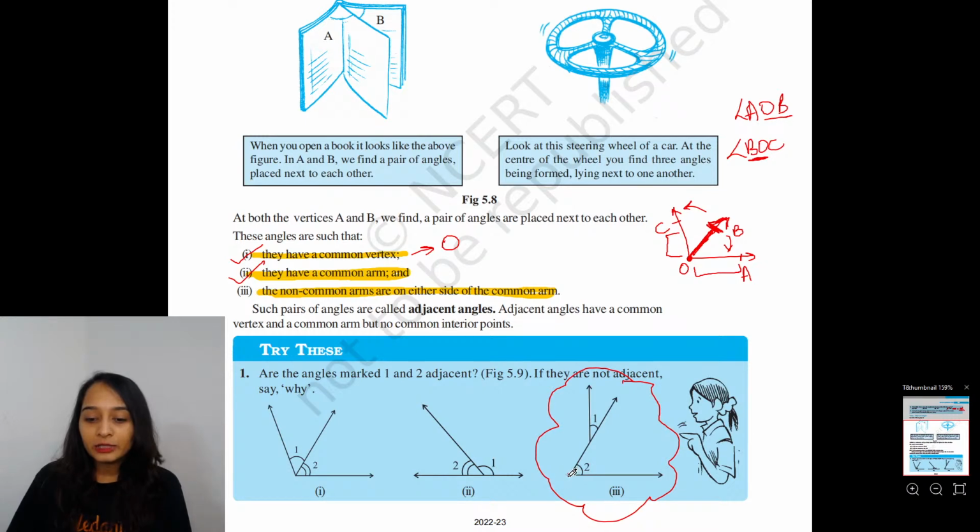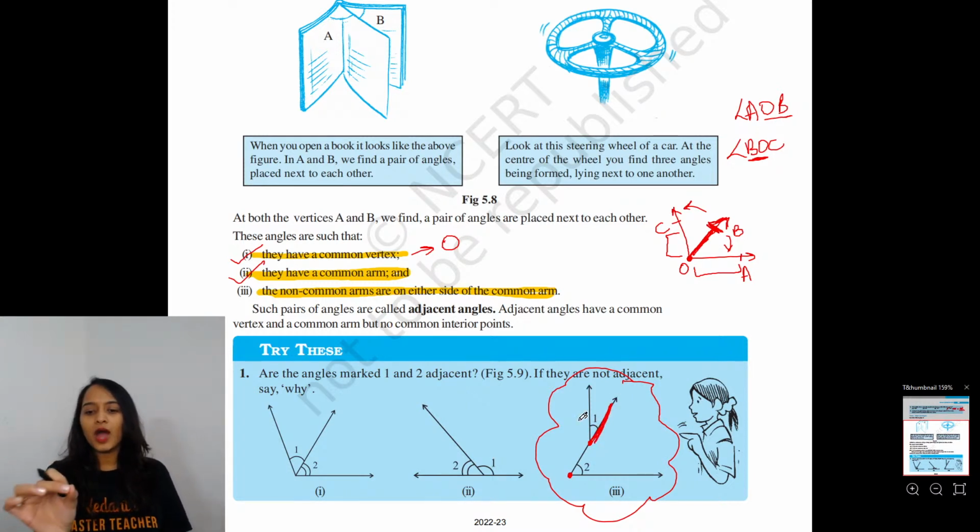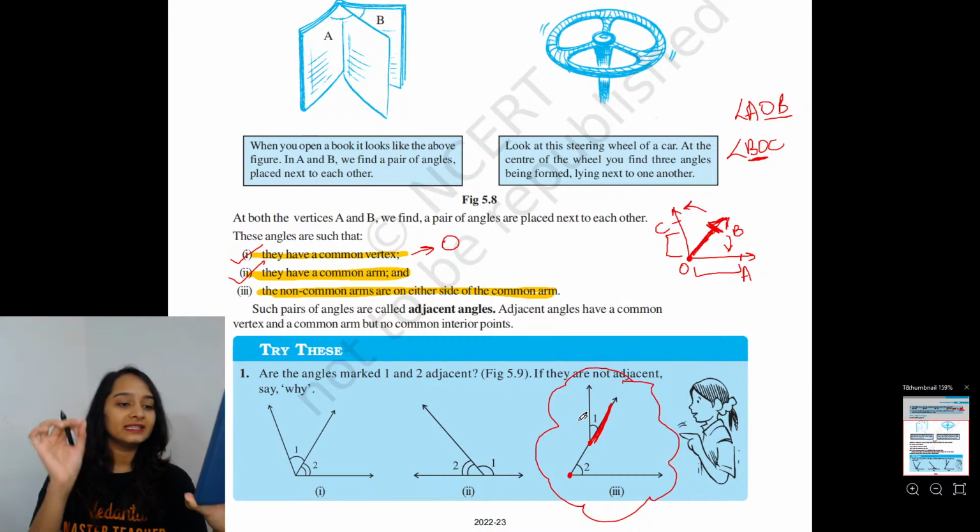Now for angle 2, this is the vertex. For angle 1, this is the vertex. They do have this as a common arm, but do you think that angle 1 and 2 are adjacent? Yes or no?